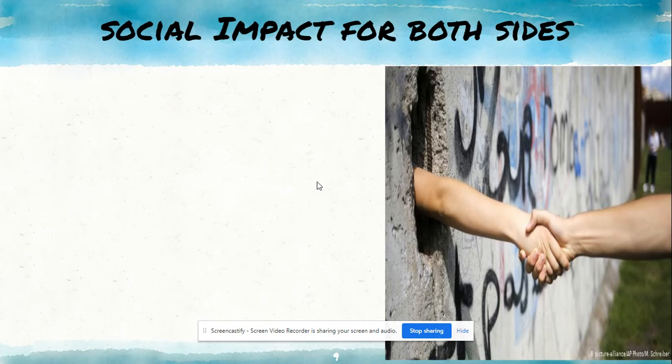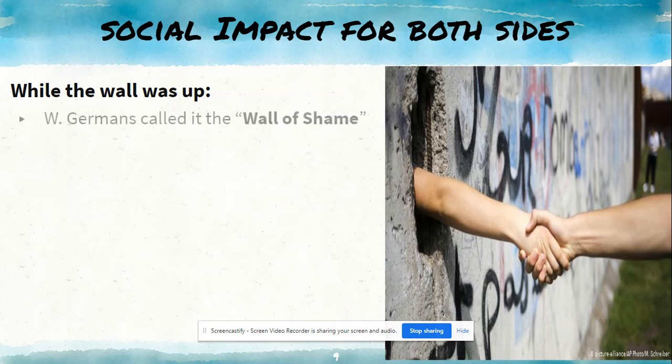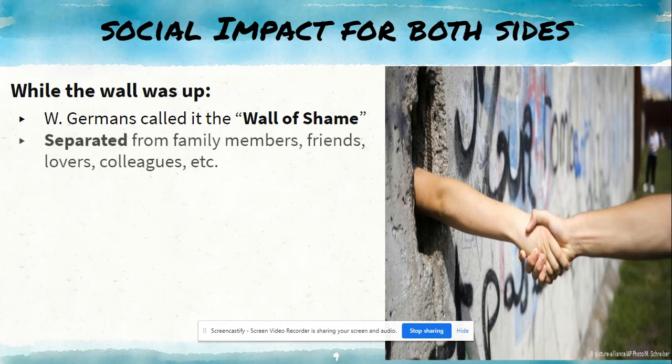Okay. So some of the social impacts for both sides. While the wall was up, West Germans called it the Wall of Shame, because they thought it symbolized a lack of freedom. It separated family members, friends, lovers, colleagues, etc. And this was just another kind of arbitrary, random border that was set up, right? That people didn't expect, kind of similar to what we saw in India, where a random border is created that separates people that had been together for hundreds or thousands of years.